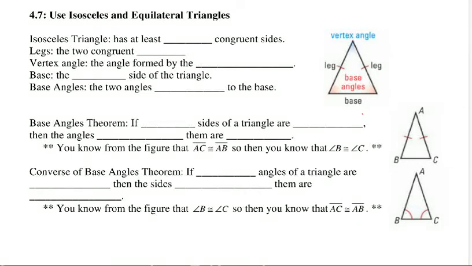This video is going to go over isosceles and equilateral triangles, which have a lot of properties that will apply to a lot of different solving situations that we're going to see. So a couple reminders: an isosceles triangle has at least two congruent sides. We've seen that before. The legs of an isosceles triangle are the two congruent sides. The vertex angle is the angle that's formed by the legs.